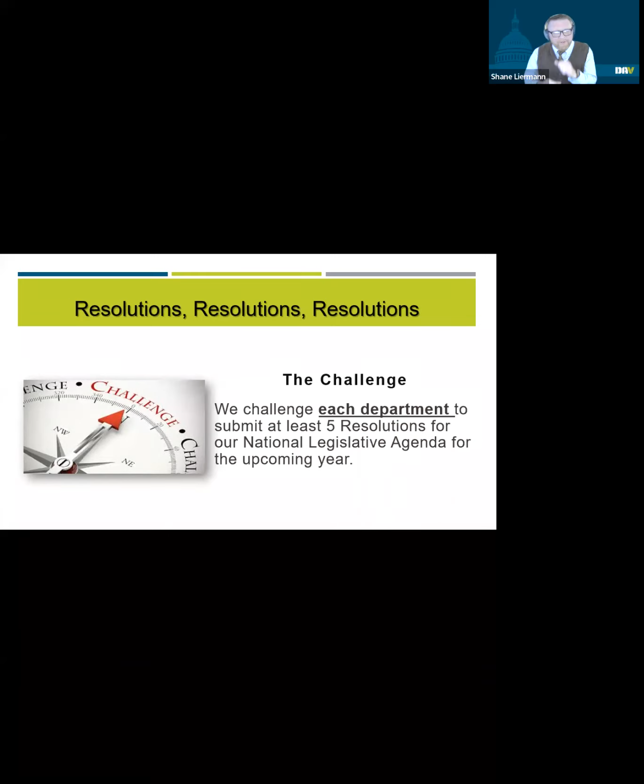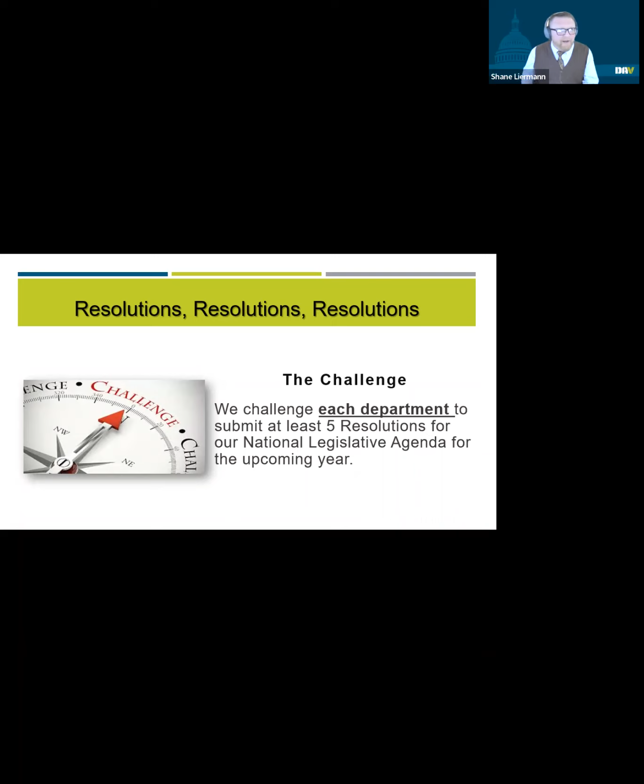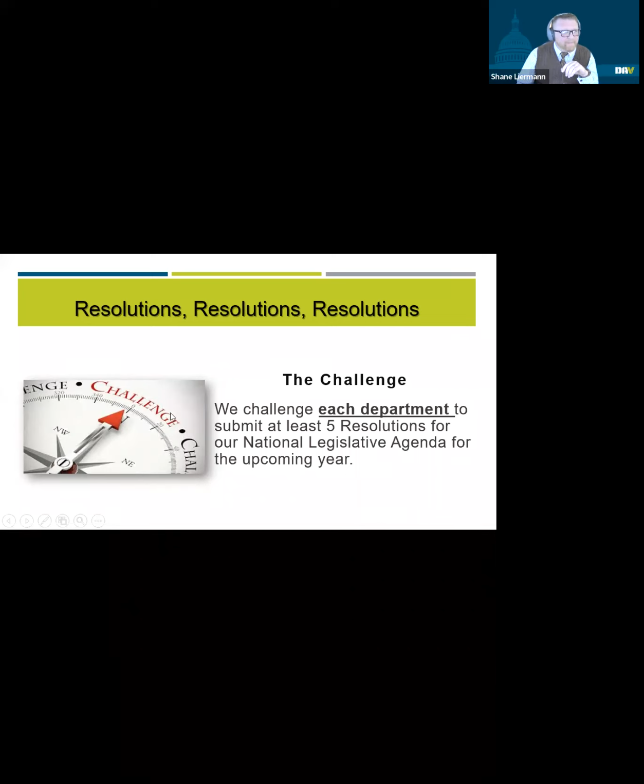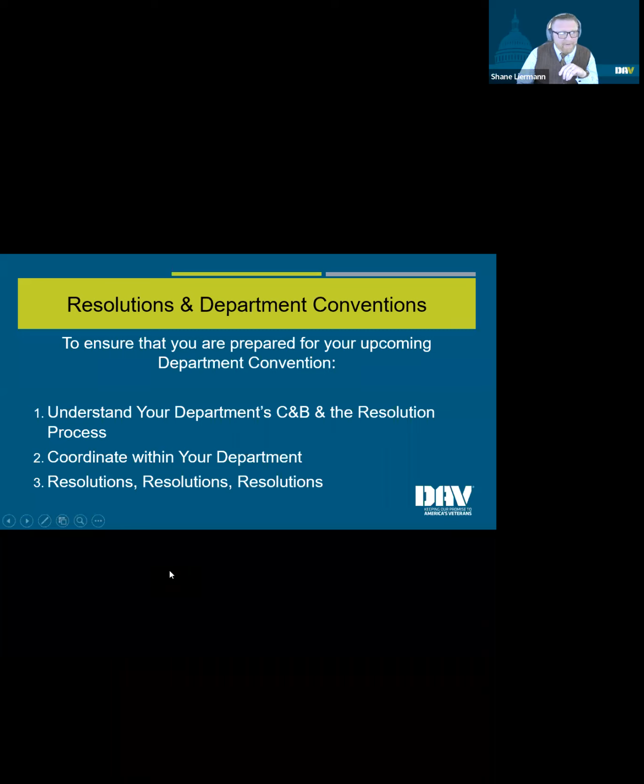So 5 resolutions. We're challenging each of your departments, at least 5. Now, if you are Al LaBelle from Wisconsin, you're going to probably do about 75 or 110, and that's okay. But we want everybody to submit at least 5. Give us 5 resolutions. Find either some existing ones or make sure you're motivating your chapters, providing them the information on how to write one, and get some from them to be considered at your national convention. So that's right. The challenge is 5.